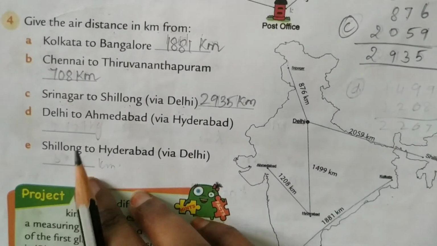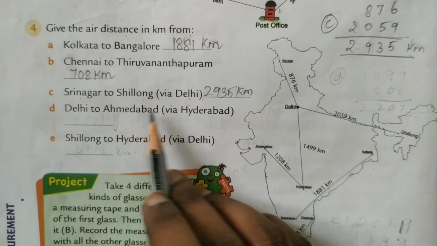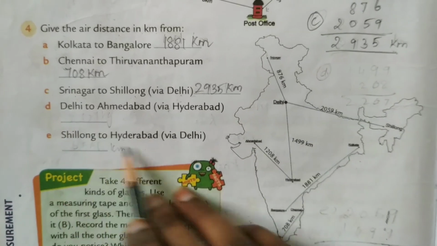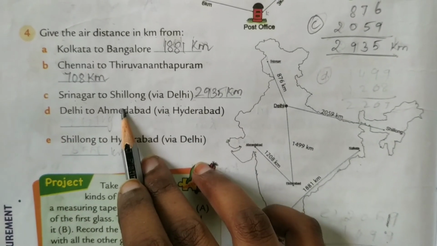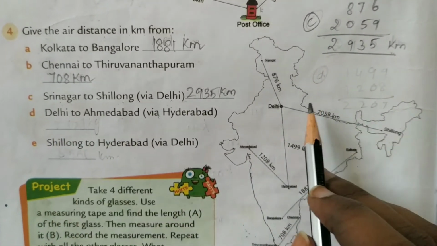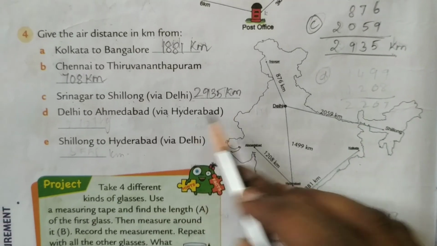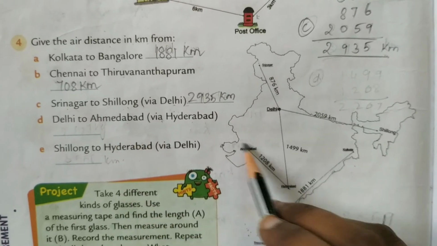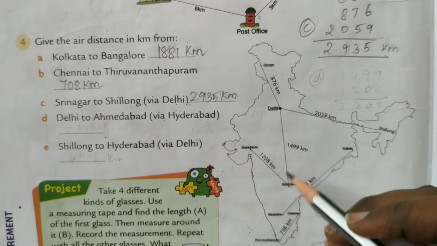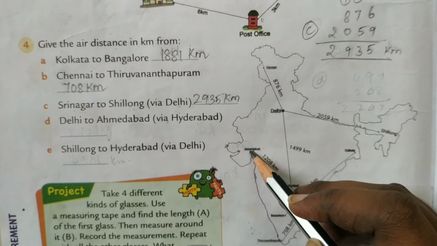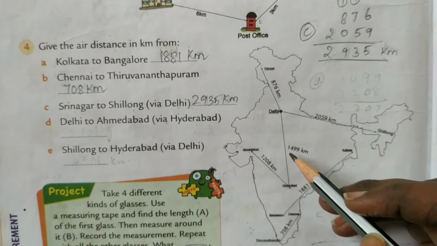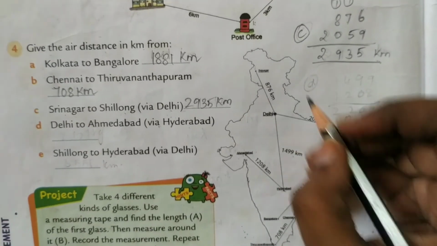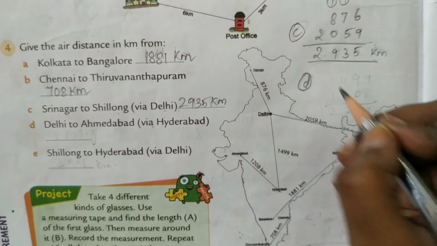Next, coming to the D question here. Delhi to Ahmedabad via Hyderabad. So how do we have to go? First start from Delhi, go to Hyderabad and then to Ahmedabad. Okay. So first, where is Delhi? Delhi is here. Next, where is Hyderabad? Hyderabad is here. And where is Ahmedabad? Ahmedabad is here. So from Delhi, go to Hyderabad, then to Ahmedabad. So we have to add this distance 1499 and this distance 1208. So here is what we are going to add.